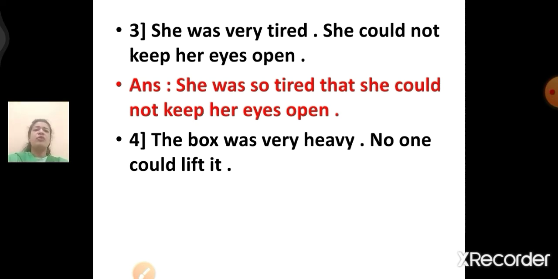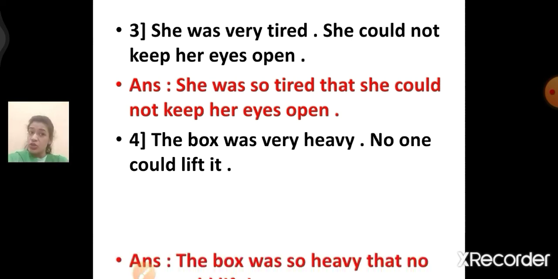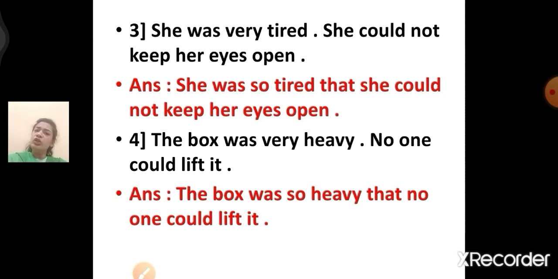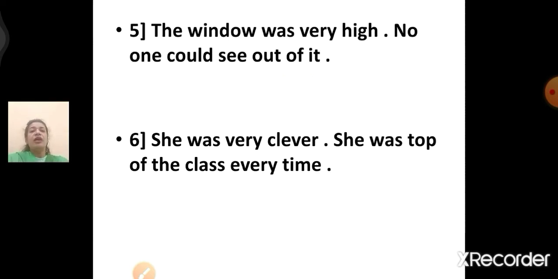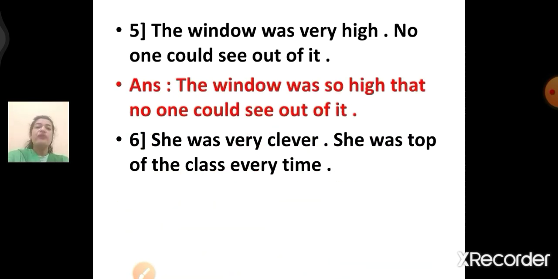Now see the fourth one. The box was very heavy. No one could lift it. The box was so heavy that no one could lift it. Fifth one. The window was very high. No one could see out of it. The window was so high that no one could see out of it.